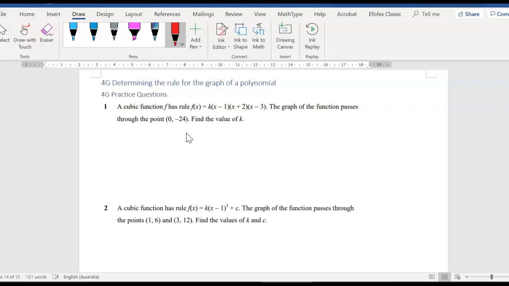So all we're doing is thinking about the information that we have and setting up equations. It might just be as simple as substituting in a point. Other times it might require you to set up several equations. So I can already see with question 2, we're going to have to set up some equations. All right, so let's quickly get through these.